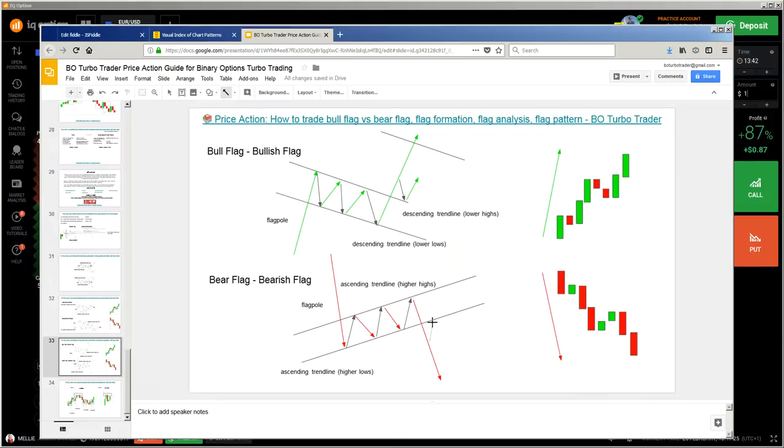Here gives a pullback. And after that pullback and the rejection from this trend line here, from the ascending trend line, the lower ascending trend line, you get a rejection, and then there will be a reversal. So this is the concept, and this can be also applied to Forex.